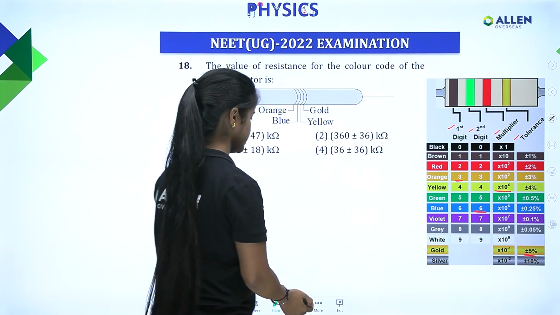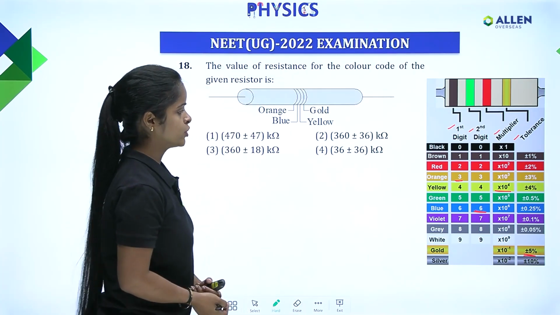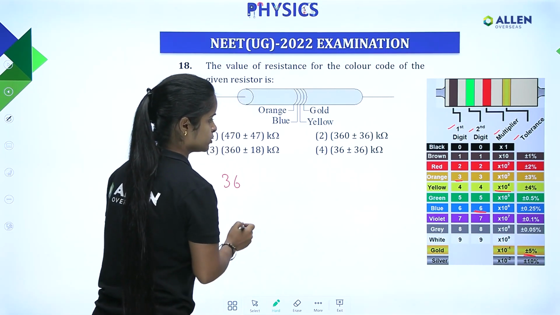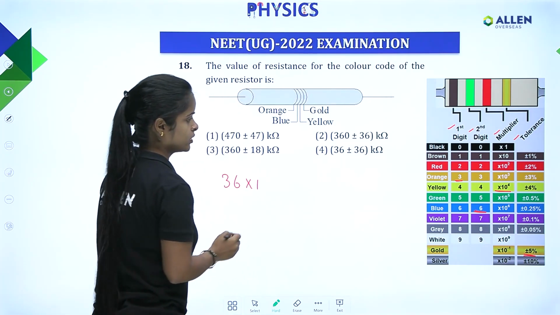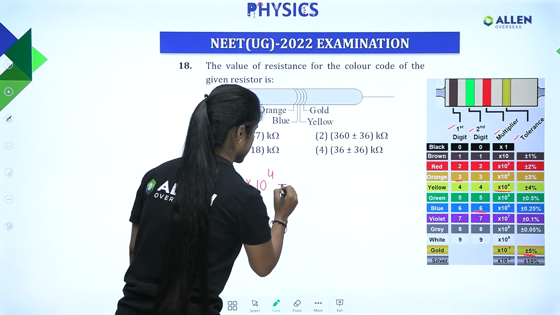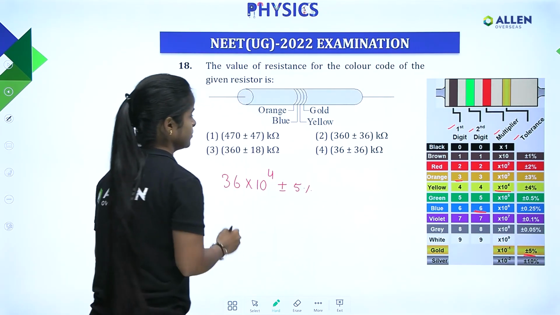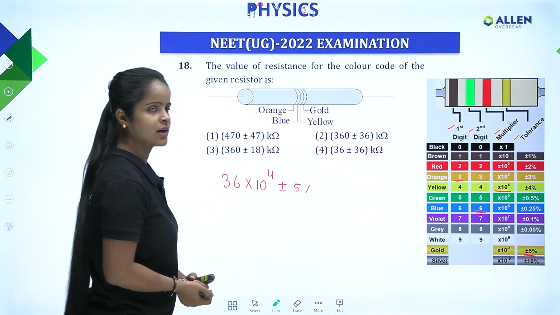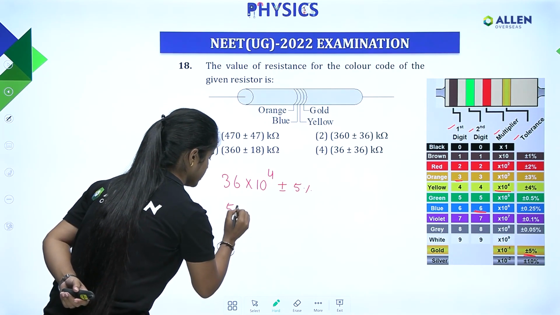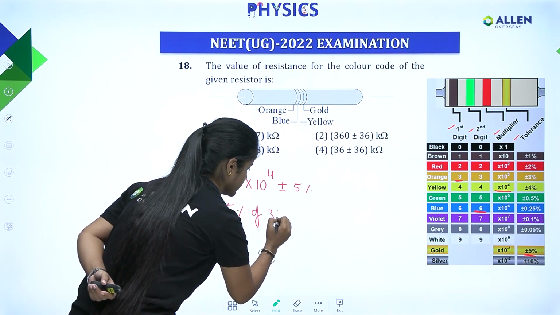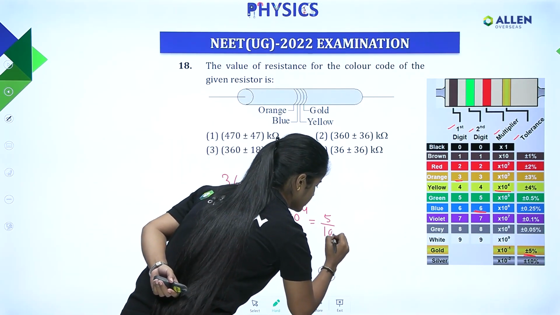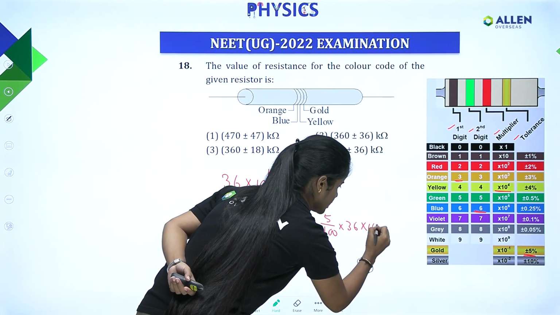Now I am going to write the proper value of resistance. By using this, what I can write here is 36 into 10 to the power 4, right? And then I have to write plus minus 5%. But in our option it is not mentioned like this, right? So you have to convert it. You have to calculate 5% of 36 into 10 to the power 4.